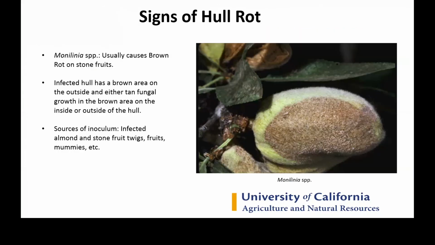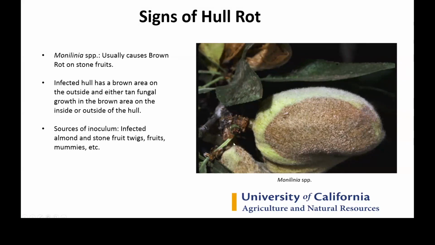So moving on, I'm going to talk about the signs. How can we tell which pathogen is causing the hull rot in my orchard? For Monilinia species, usually we find it in the northern part of the state, especially in the Sac Valley, where we have more rain compared to the San Joaquin Valley, and especially compared to the southern part of this valley. So in Kern County, I'll be honest, I didn't see it yet, and I don't expect to see it. It's more of a dry region.